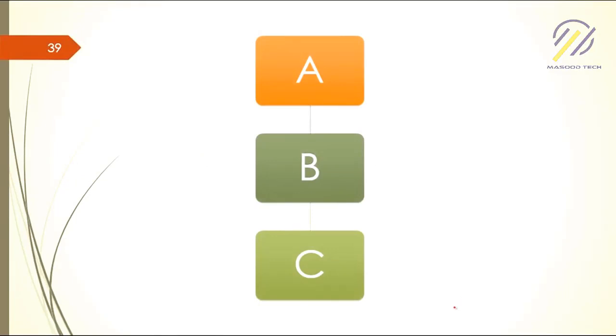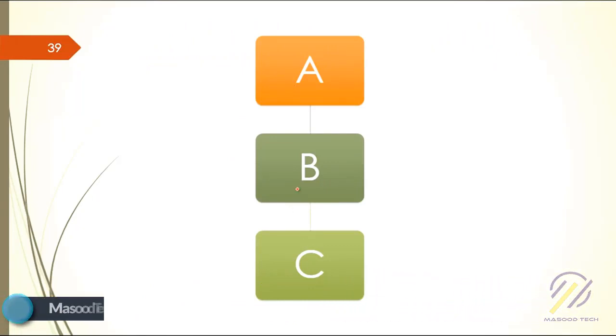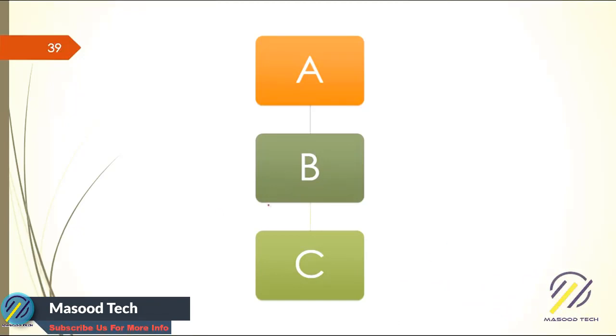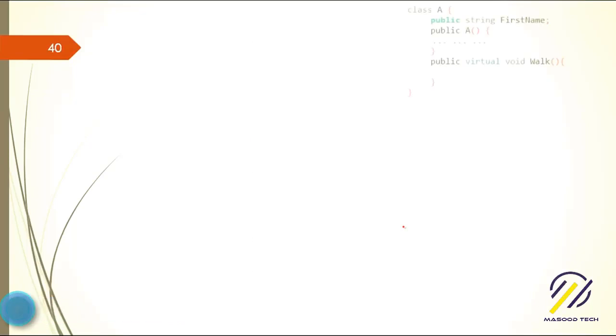So let's say I have an example, in the example, I have class A, class B, and class C. And class B is inherited from class A, and class C is inherited from class B. And I really want to call base methods from these inheritance. So let's see some examples. I have a definition of class A, and I have a walk method, base walk. So it will call the walk method.